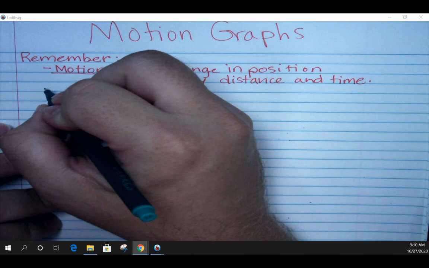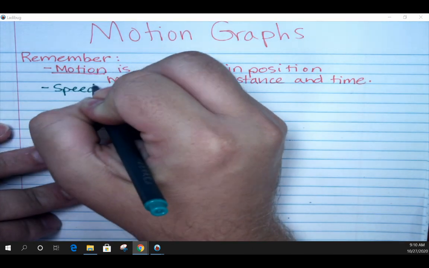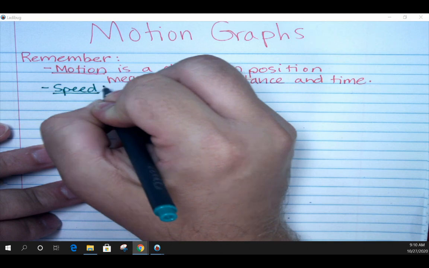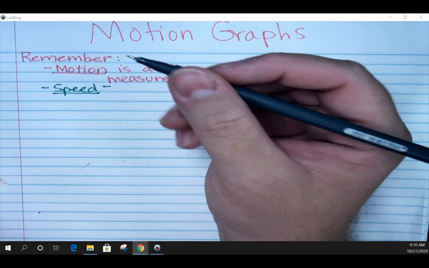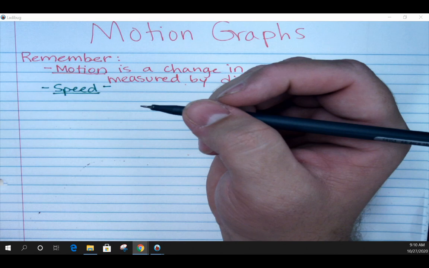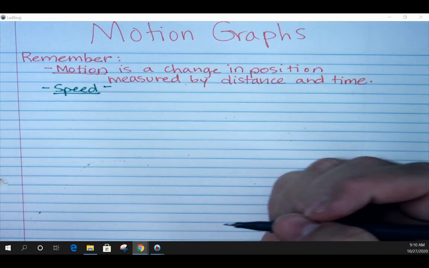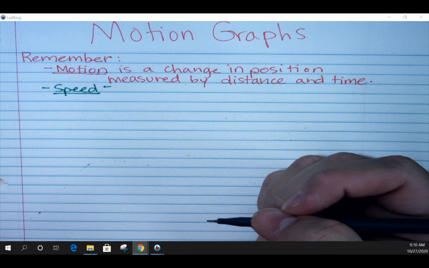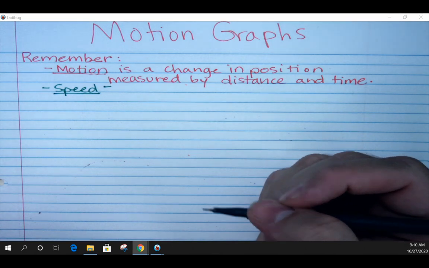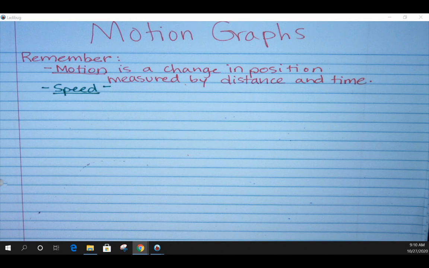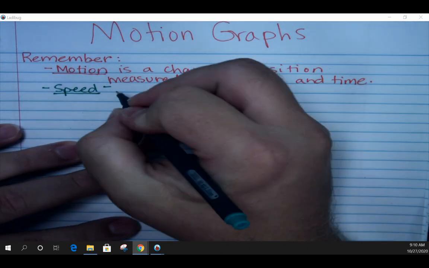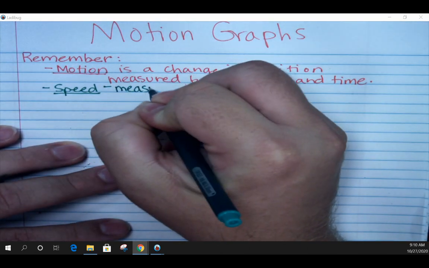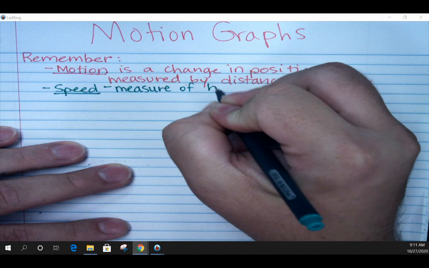We need to know what speed is. What is speed? What does it tell us? It tells you how fast you're going. It's a measure of how fast you're going.